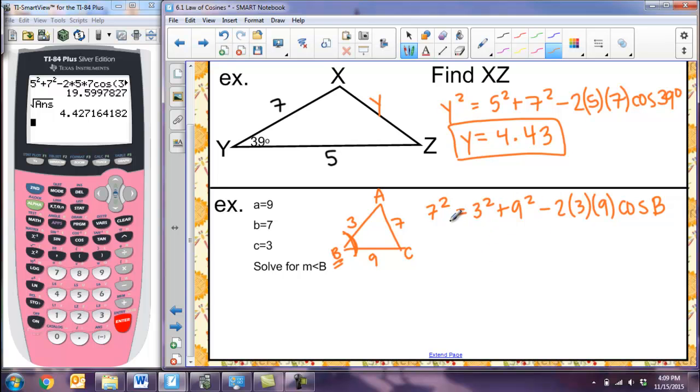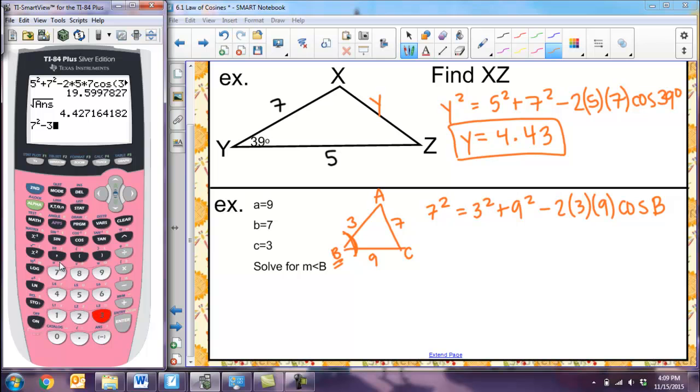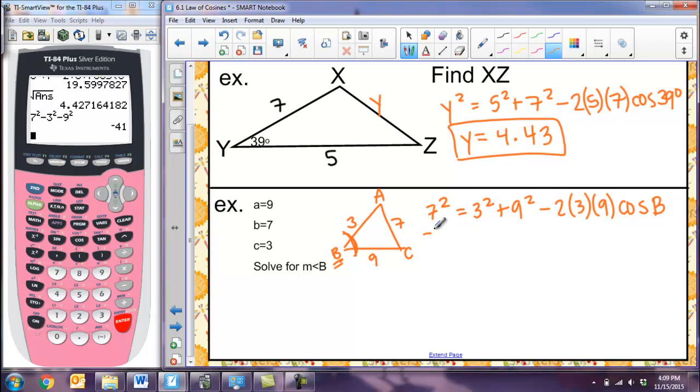So in order to isolate this cosine, I'm going to take 7 squared and subtract 3 squared and 9 squared. So I'll do 7 squared minus 3 squared, which is 9, minus 9 squared, which is 81, and you get negative 41. And then I have this little thing going on over here. Remember, it is negative. So I'll have 2 times 3 times 9, which is 54. I'm not even going to calculate that out. 54, and remember, there's a negative in the front, and then cosine B. Then all I have to do here is divide by negative 54, which will give me a positive 41 over 54.